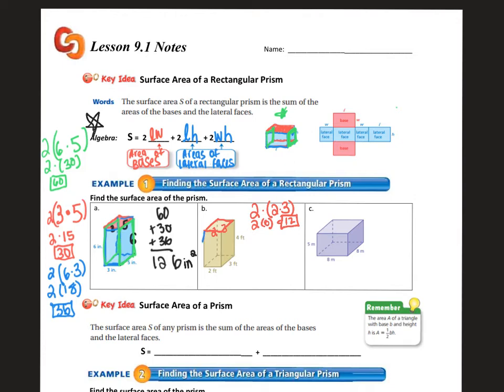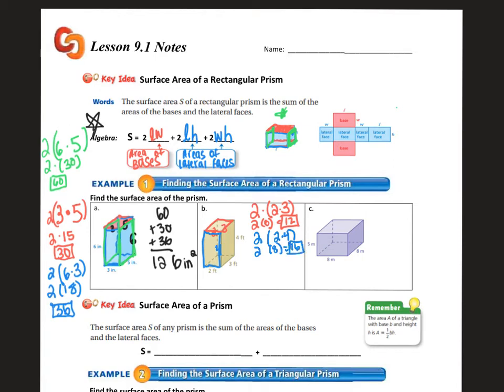Next, I'm going to do this front face. So it has a length of 2 and a height of 4. So multiply that by 2. We get 2 times 4. 2 times 8 equals 16.